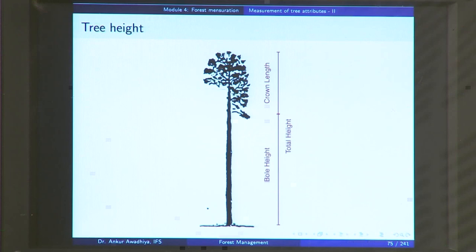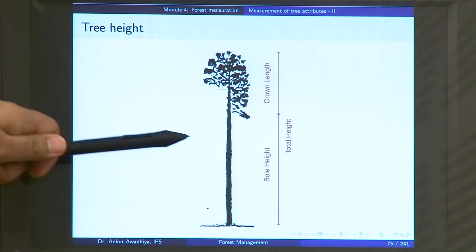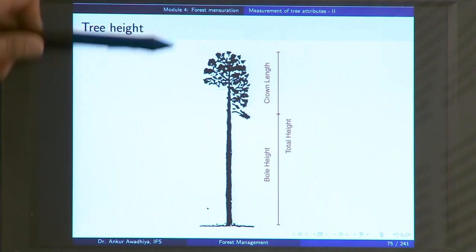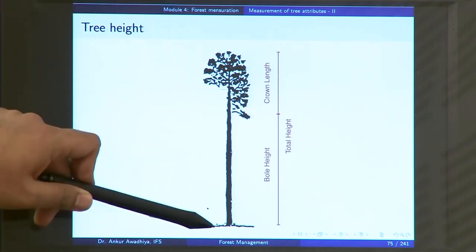Now to find out the volume of timber that you can extract from a tree, you require essentially three data. One is the diameter, the second is the height, and third is the form factor. So in this lecture we will have a look at how we measure the height of a tree. Now in the case of height, we have three different measurements that can be taken. The first one is the bole height.